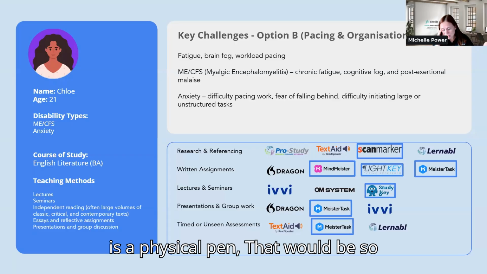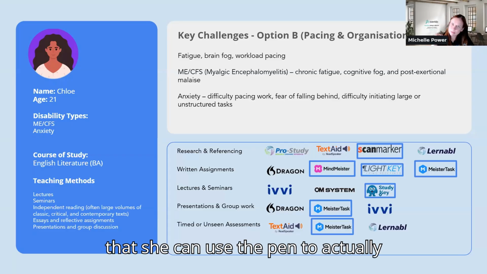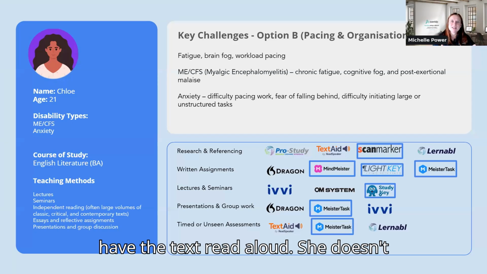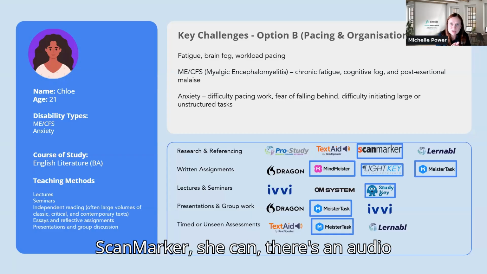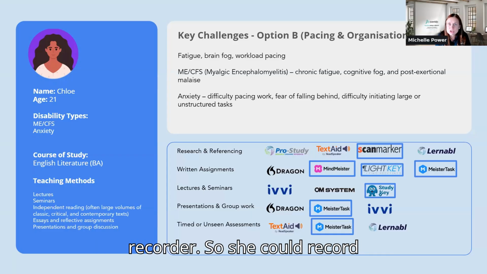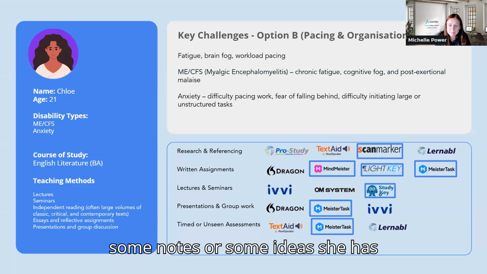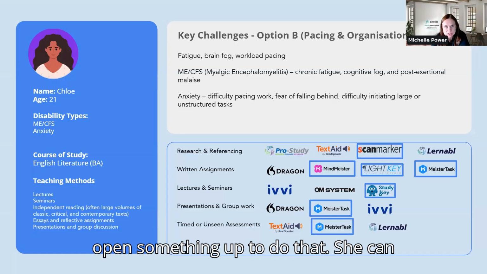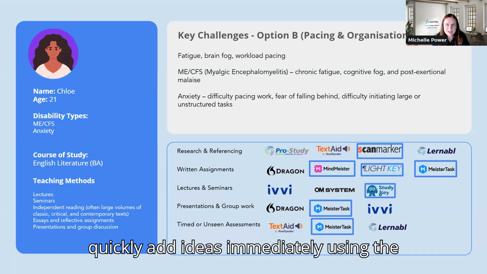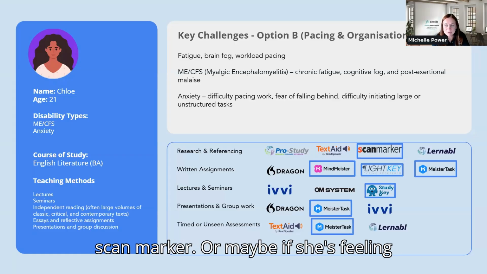That would be so that she can use the pen to actually have the text read aloud. She doesn't have to put the effort into doing that. But it's not only that. Within ScanMarker, there's an audio recorder, so she could record some notes or some ideas she has, instead of having to type it or open something up to do that. She can quickly add ideas immediately using the ScanMarker.